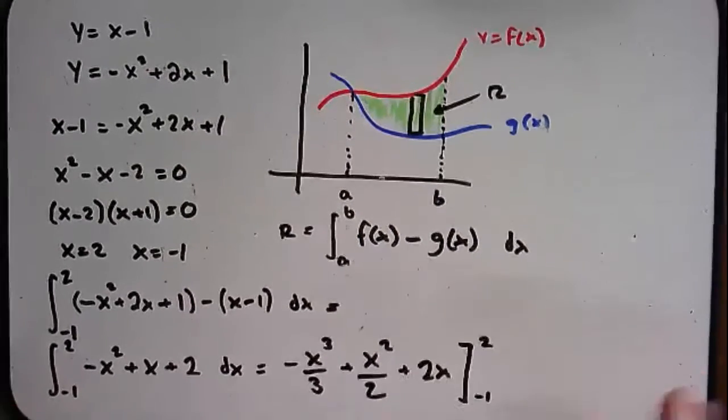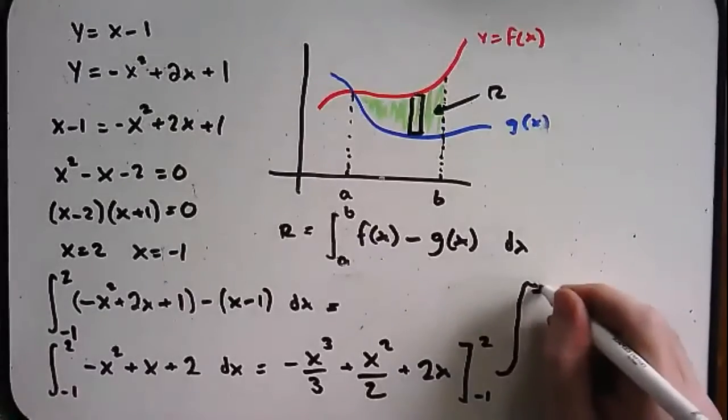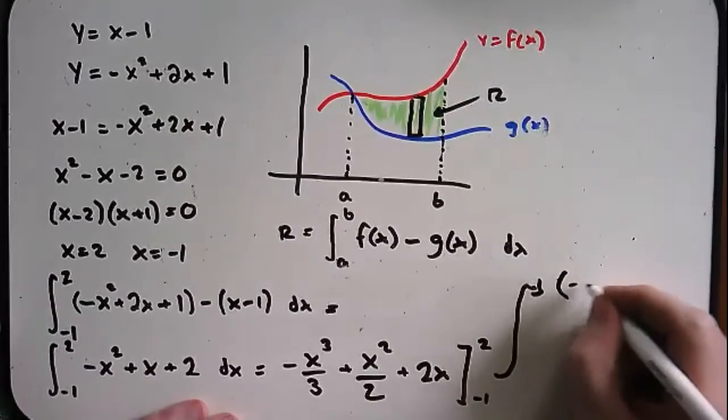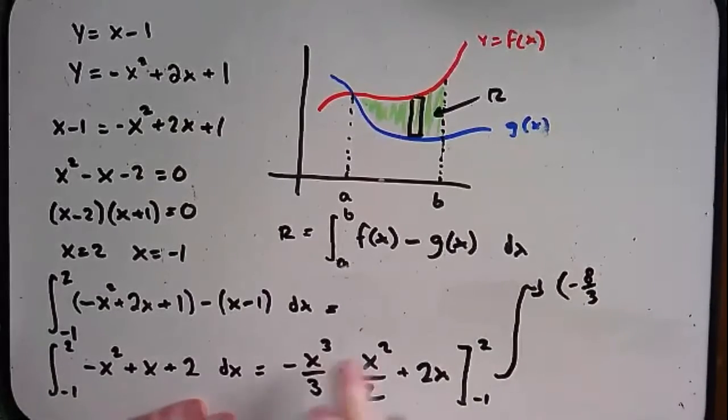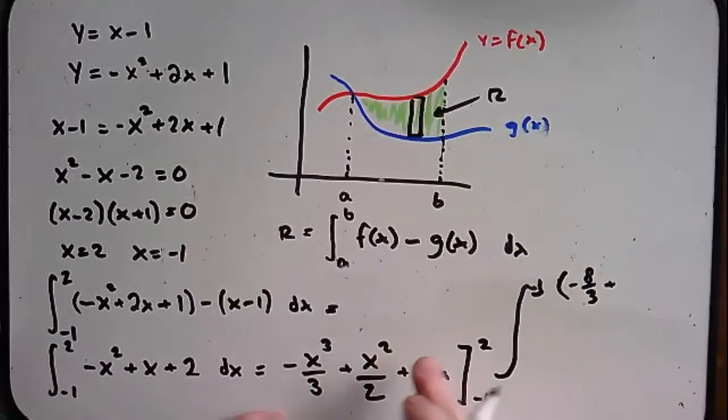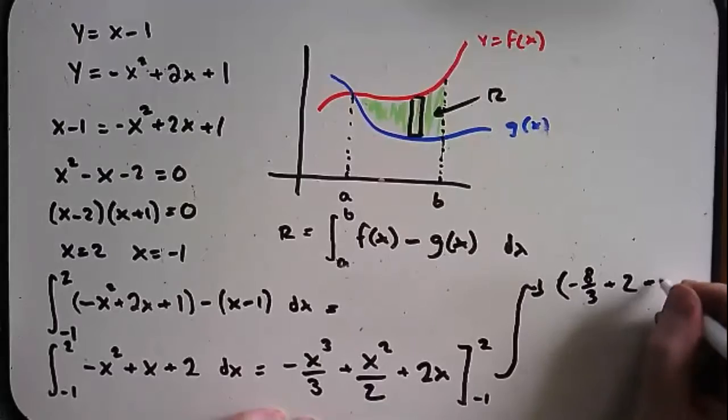So a little bit of space here. Let's come up here to finish the problem. If I plug in 2, I would have negative 8 thirds as my first term, right? Because 2 cubed is 8, plus 2 squared over 2, so that would be 4 divided by 2, so plus 2, plus 2 times x, so plus 4.